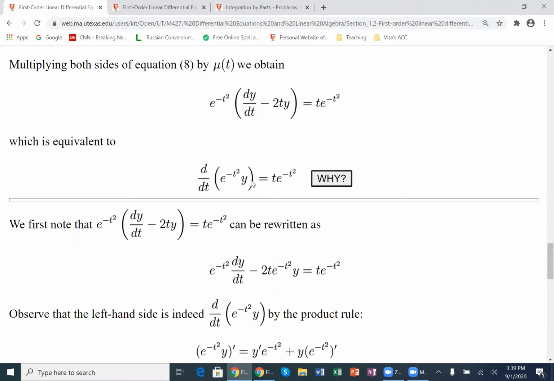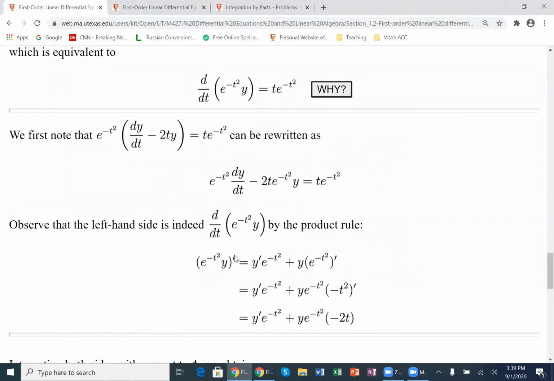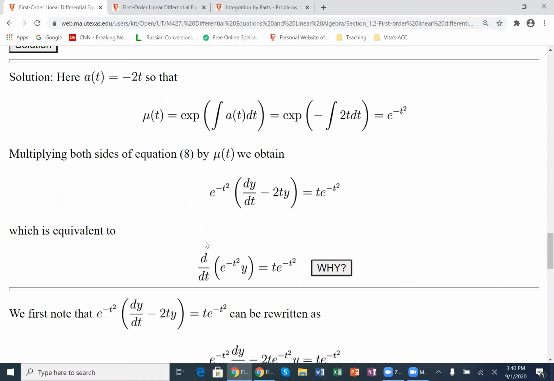On the other hand, if we apply the product rule in order to find the derivative of this, we'll get the following. Derivative of this expression is equal to y prime times e plus y times e prime. In order to find the derivative of e to negative t squared, we use the chain rule. If we think about negative t squared as u, e to u prime is e to u times u prime. And negative t squared prime is negative 2t. Note that what is written here is exactly what is written here. Conclusion, indeed, the left-hand side of this is equal to derivative of mu times y.